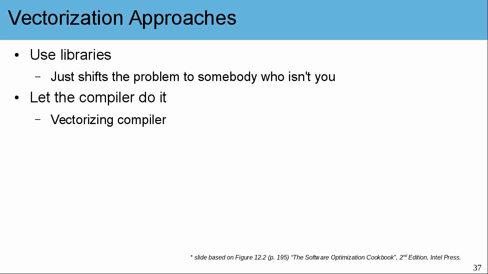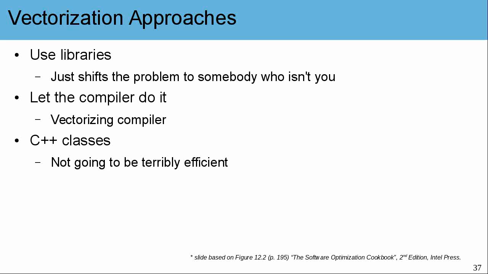You've told me you write a library, okay, well, how do I do it? One option is to let the compiler do it. If you have a vectorizing compiler, an optimizing compiler, it can look at certain structures of your code and extract vector operations out. So that's one option. Another option is to use C++ classes. You can overload your operators, make something that looks kind of nice, but the problem is it's not going to be terribly efficient. C++ is a great language for a lot of things, but it's not really going to work well when you're trying to vectorize something.